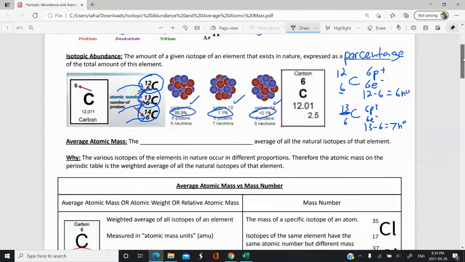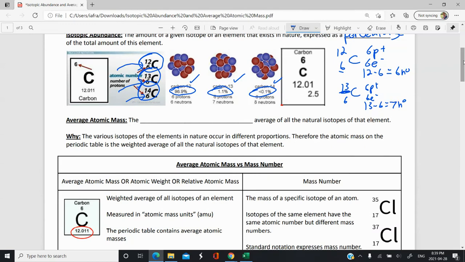So what do you see on the periodic table? On the periodic table, for example, when you look at a mass, you see this decimal number. And so what you're seeing is the average atomic mass. That's the weighted average of all the natural isotopes of that element. So that weighted part there, what does that really mean?